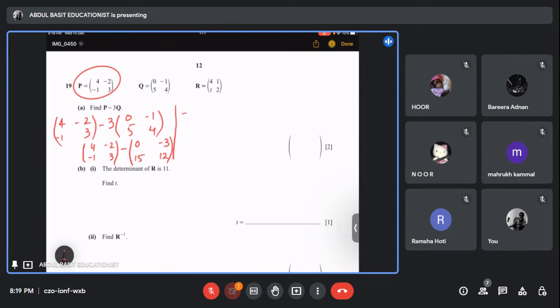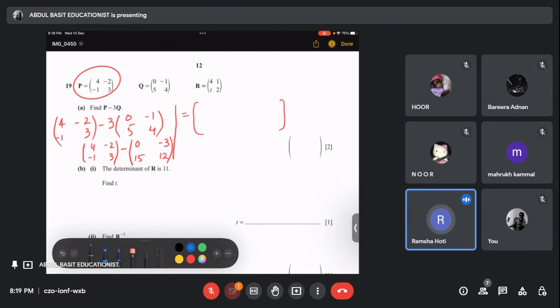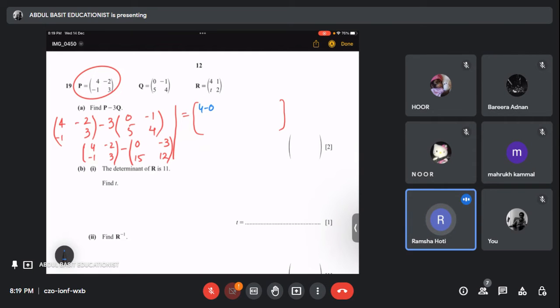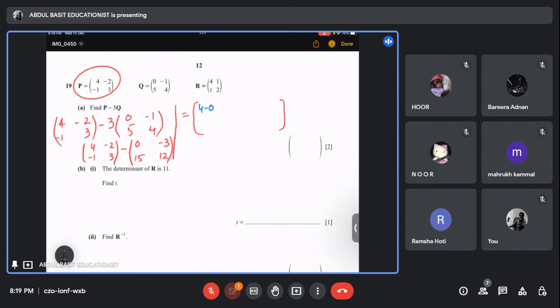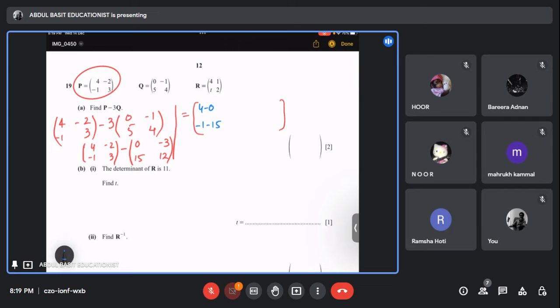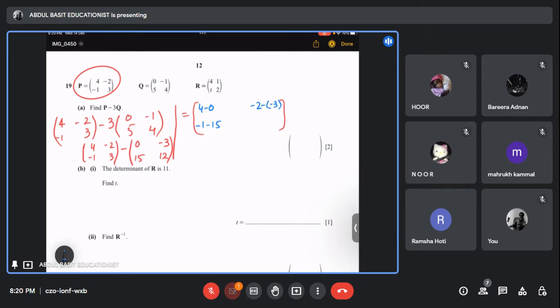Okay, now we know that we have to just subtract corresponding elements. So, Ramsha, can you please tell me how to subtract these two? 4 minus 0. Very good. 4 minus 0, then negative 1 minus 5. Negative 1 minus 15 is written. Negative 1, oh, negative 15. Okay, then 4 minus -3. Son, 4 is already done. You have already done 4 and -1. -2 minus into -3. There is one more minus, yes. And 3 minus 12.